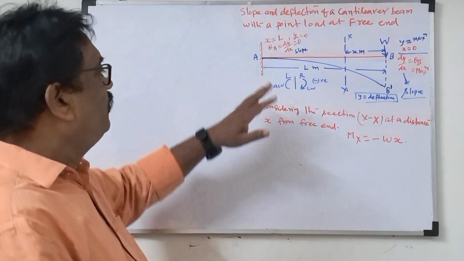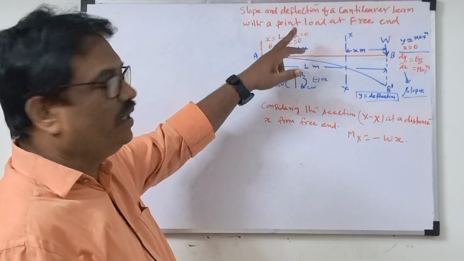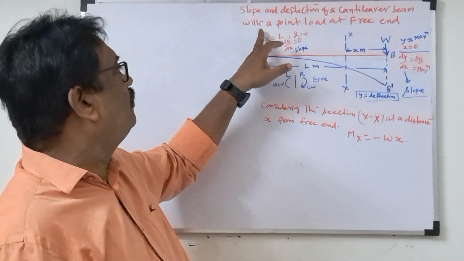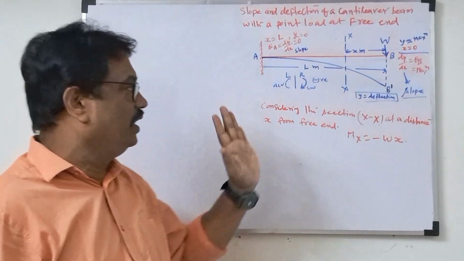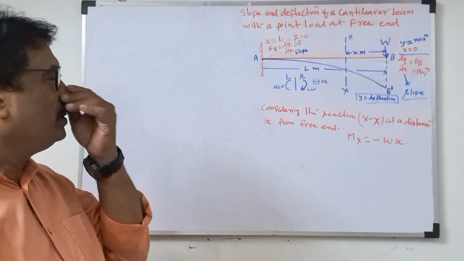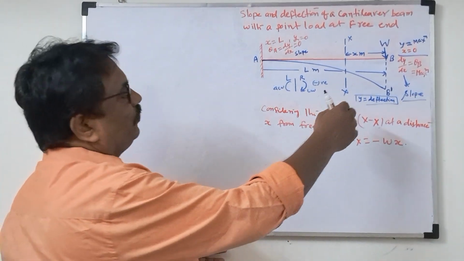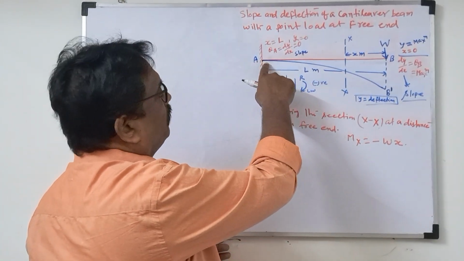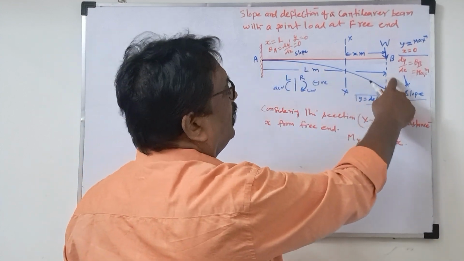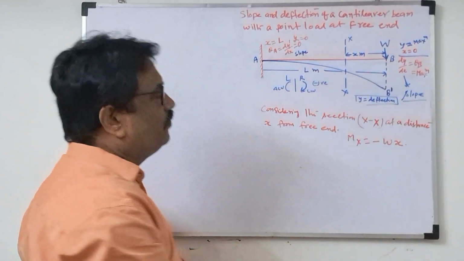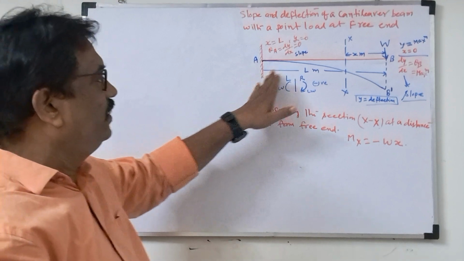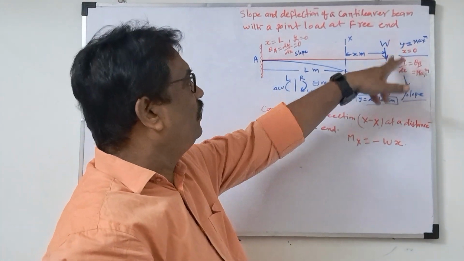Today I am going to derive one equation: slope and deflection of a cantilever beam with a point load at the free end. So what is the trick here? What is the concept here? Deflection in a cantilever beam will be maximum at the free end only, and slope also will be maximum at the free end only. The cantilever has one end fixed and the other free, so the load acts at the free end only.